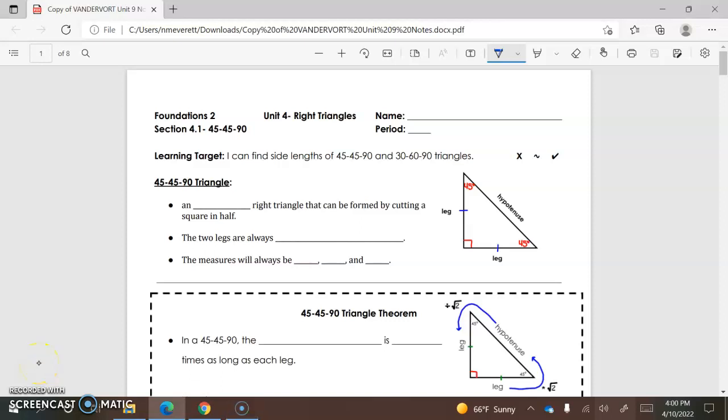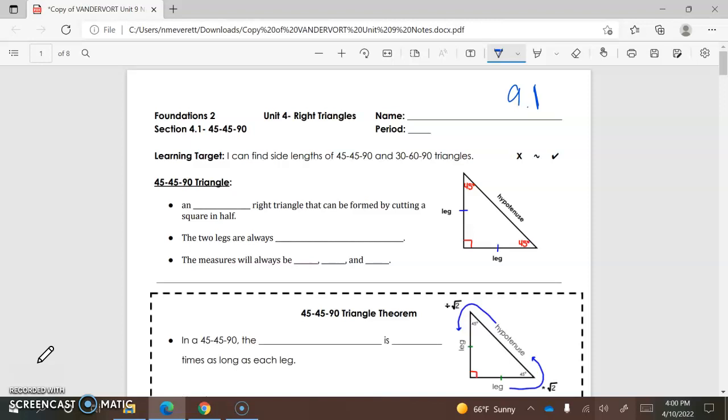Starting with special right triangles. Technically it says 4.1 over here, but this is actually the start of what I'll call 9.1 notes. So essentially, we're starting off with these special right triangles.